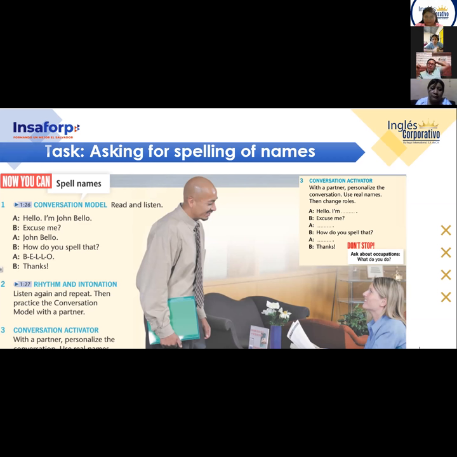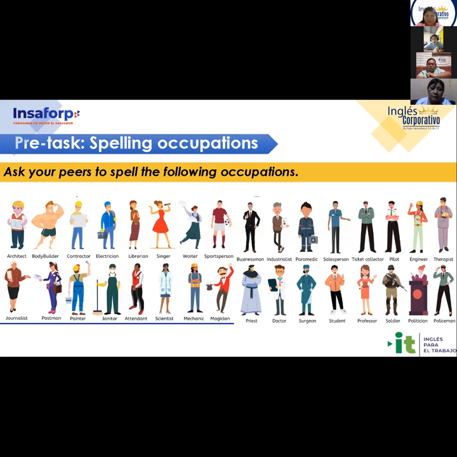So give me a second. I need to show you something else. And look at the following picture. So we have some occupations. So you're going to ask your peers to spell the following occupations. And we're going to check how good are you at spelling. So let's start with the first one. Listen up and repeat that with me. Architect.